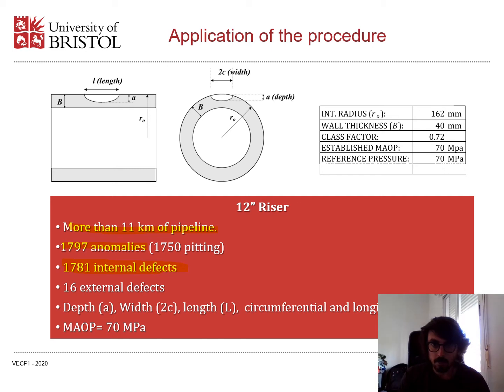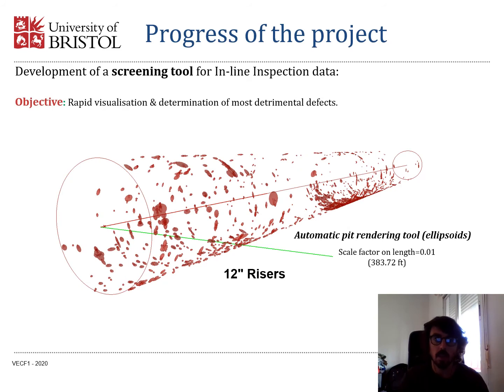Okay. We also have the maximum allowable operating pressure. So these are design values, and we have the dimensions of the pipeline. So with all of this, we are able to apply our procedure. We developed a rendering tool to allow a clear view of where all defects were deposited, and also whether there were specific locations where a higher density of pits can be distinguished.